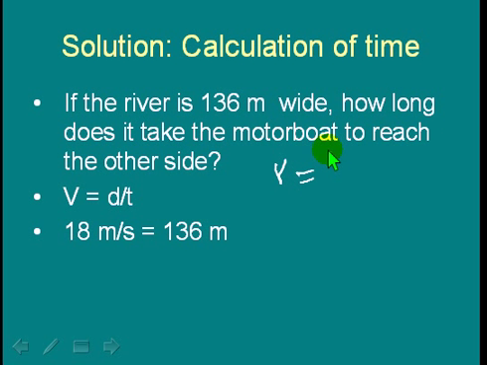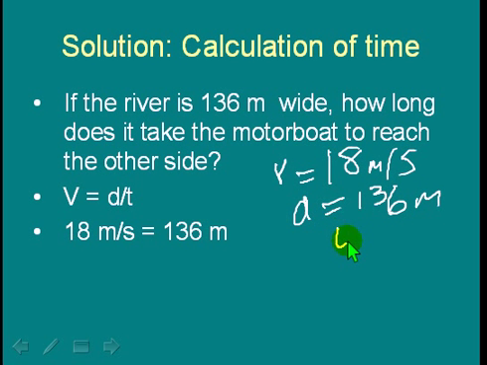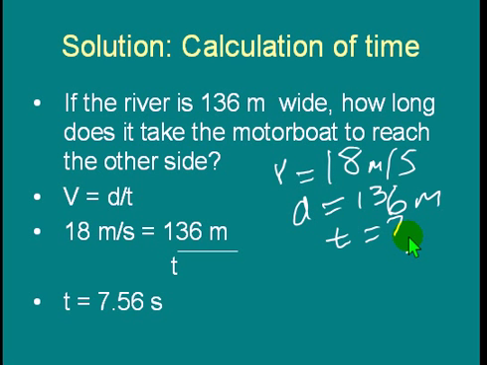V is equal to 18 meters per second. D is equal to 136 meters. T, we don't know, so that's what we're going to try to solve for. We put T underneath, and then we solve, and we end up with T equals 7.56 seconds. That's how long it would take to cross the river.